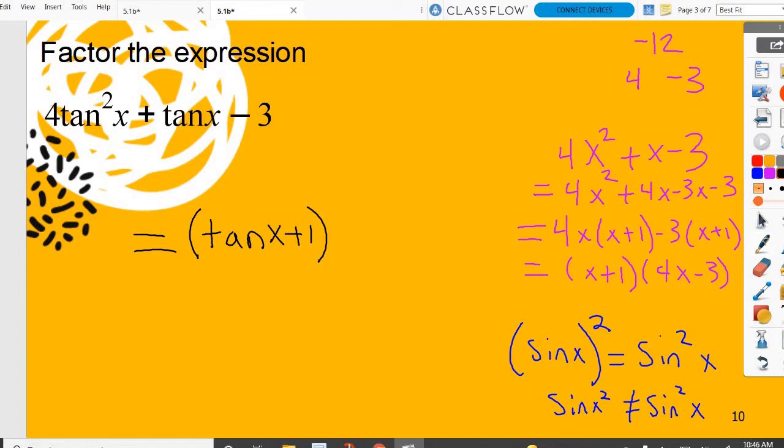All of our trig functions are functions, which means that they can't just be alone. Just like you wouldn't just have a square root with nothing inside, you have to have a variable next to all of your trig functions. And then we would have 4 tangent of x minus 3. And again, that's my answer. Questions on this?